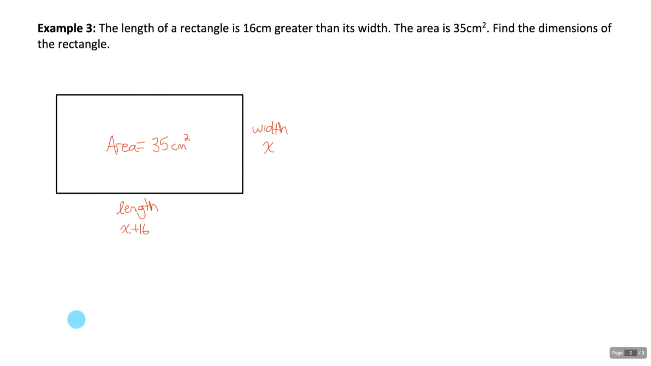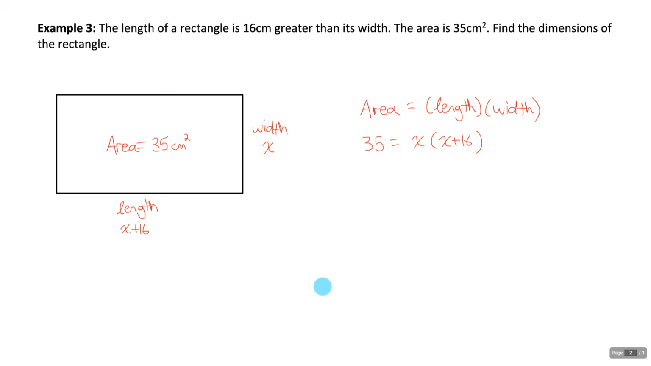And then we need to come up with an equation showing the relationship between the dimensions and the area so that I can solve for my value of x. And for a rectangle, we know that area equals length times width. So in this question, it would be 35 equals x times x plus 16. And notice I wrote the factor of the width before the factor of the length, but the order of multiplication doesn't matter, so that's fine.